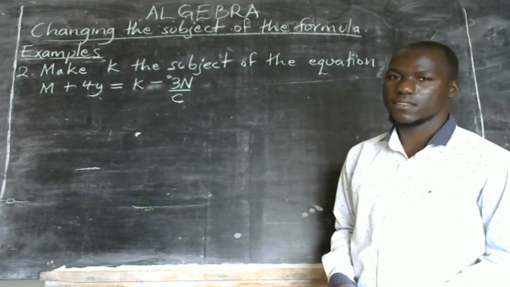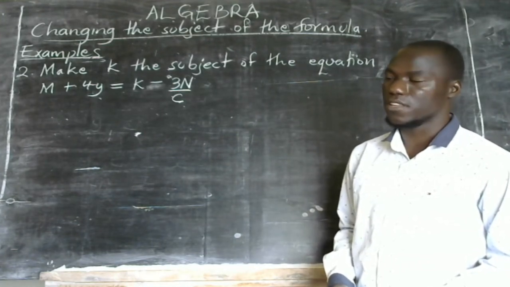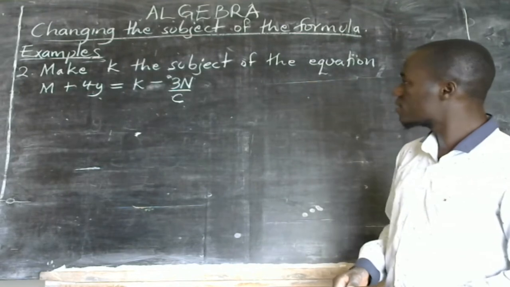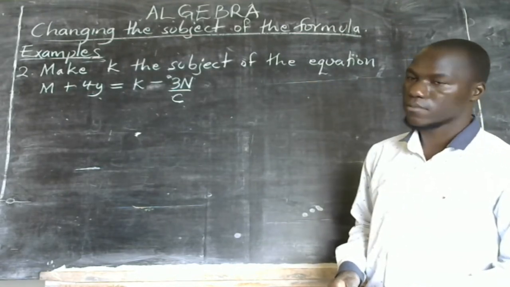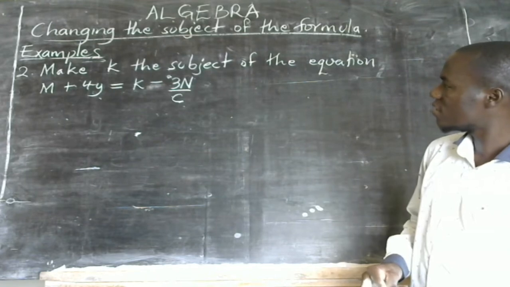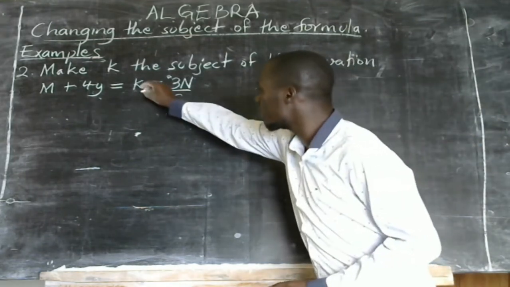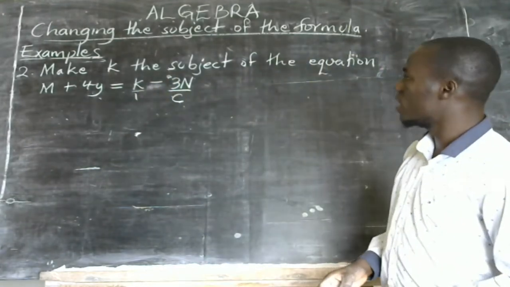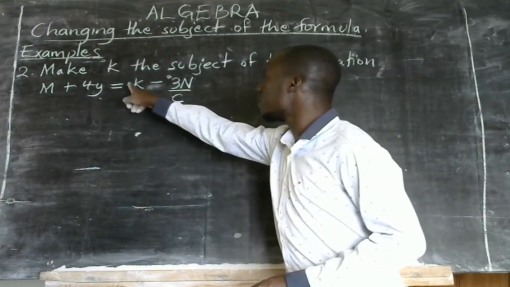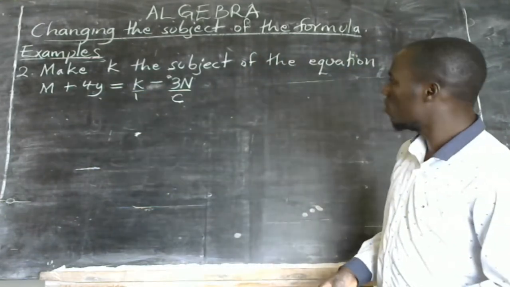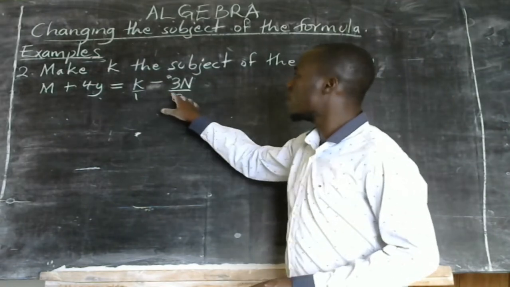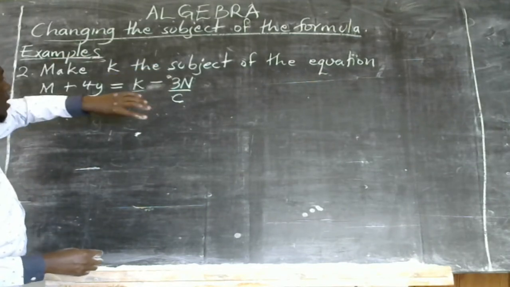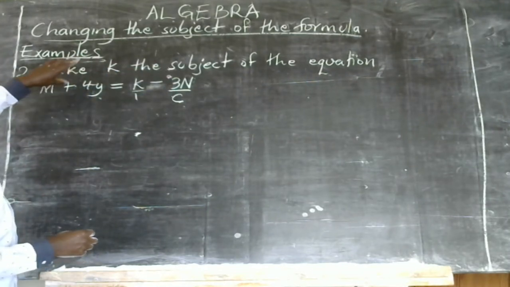Example 2, make k the subject of the equation. m plus 4y is equal to k minus 3n divided by c. So this one here is just simple because the k on the right hand side there, it is being divided by c and it has a coefficient of 1. So we are going to just get the minus 3n and we take it the other side. If I have the left hand side equal to the right hand side, that means that also the right hand side is equal to the left hand side.